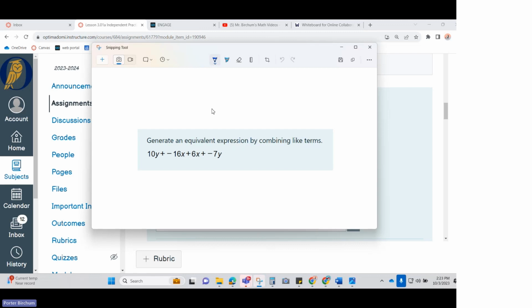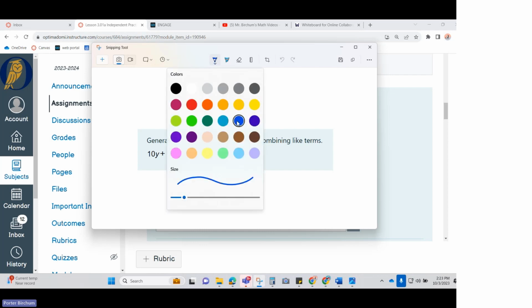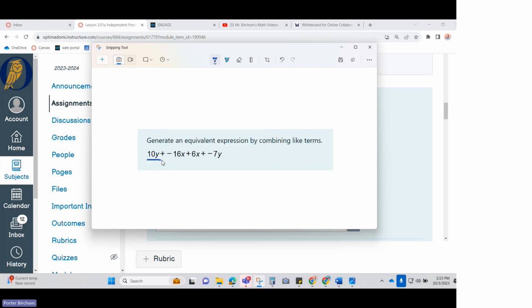Looks like we got 2 different letters. So these are like terms with each other because they have the same letter. And these are like terms with each other because they have the same letter. They're only like terms with each other if they have the same letters.